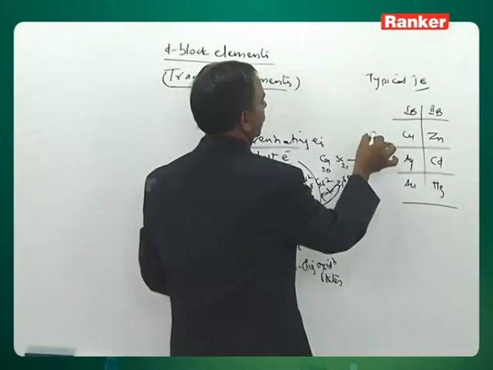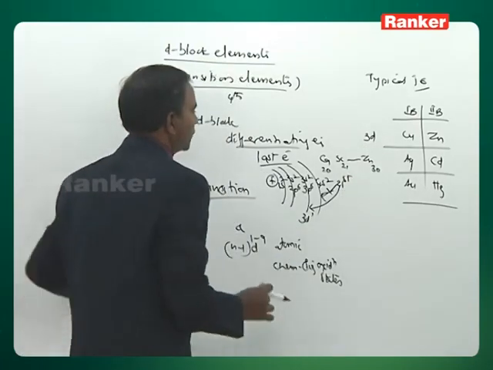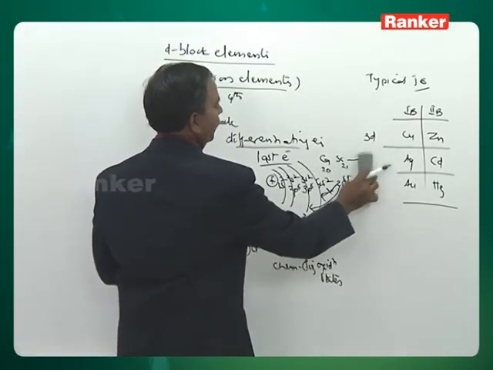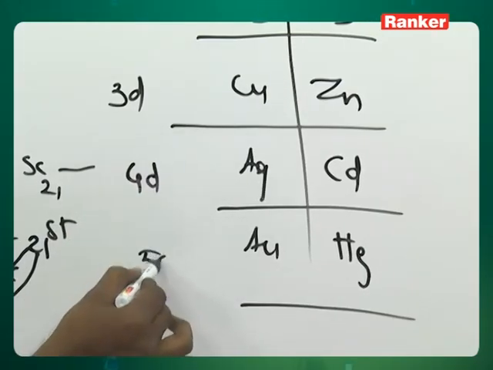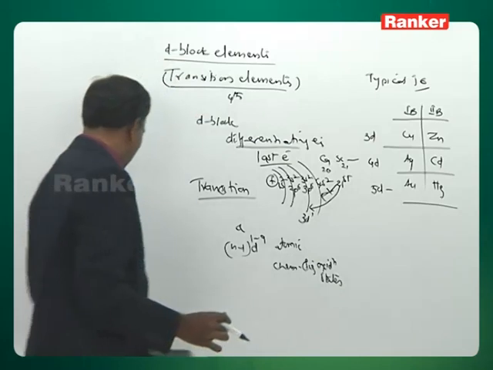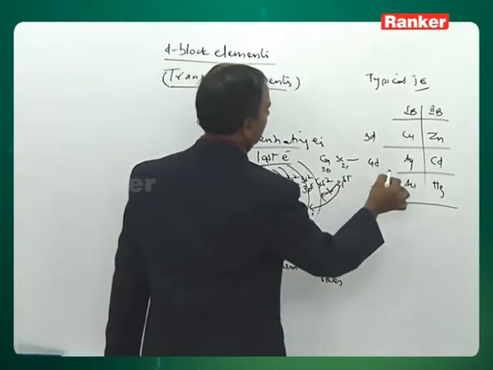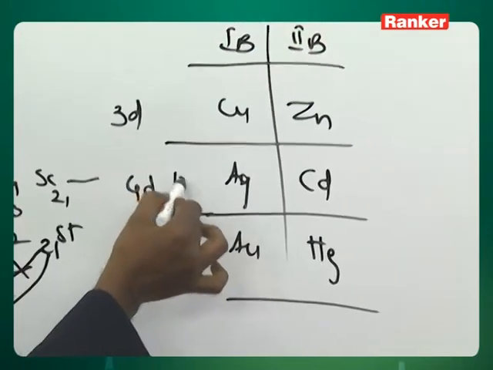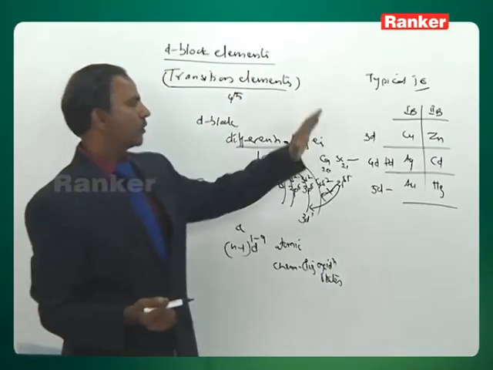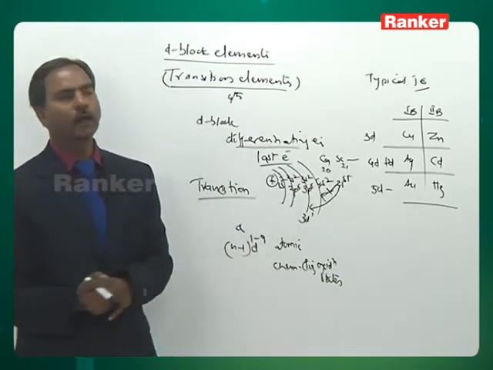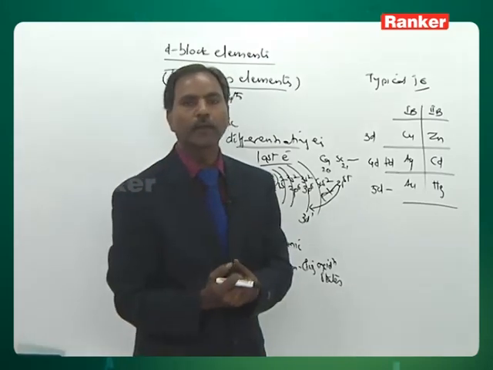Now consider copper, zinc, Ag, cadmium, Au, Hg. This is the 3d series, this is the 4d series, and this is the 5d series of elements. In addition to the first B group and second B group, in the case of 4d one more element I am writing, palladium. Now let me show the electronic configuration of these elements. The 7 elements are written on the board.